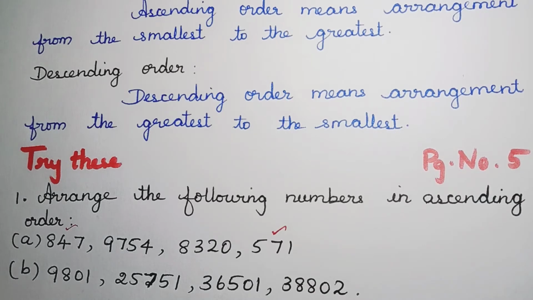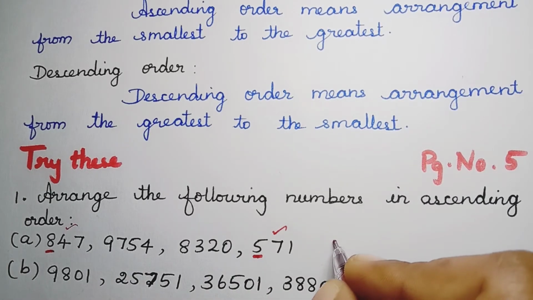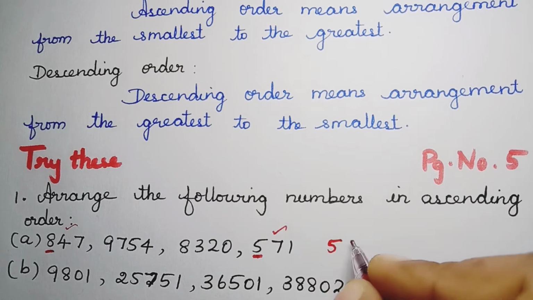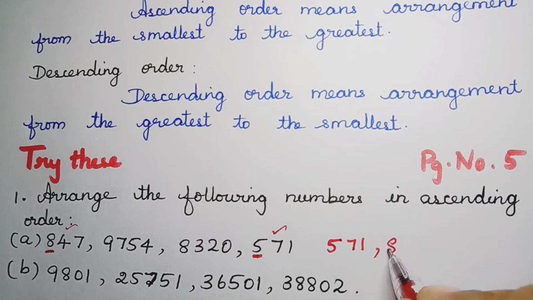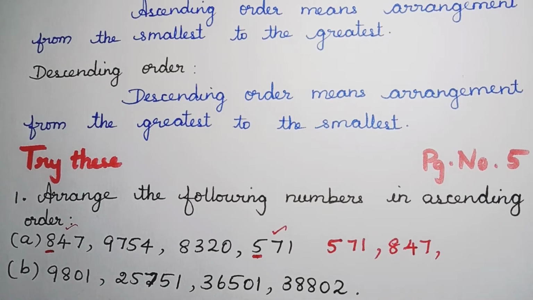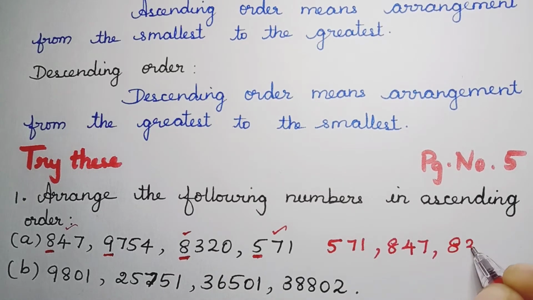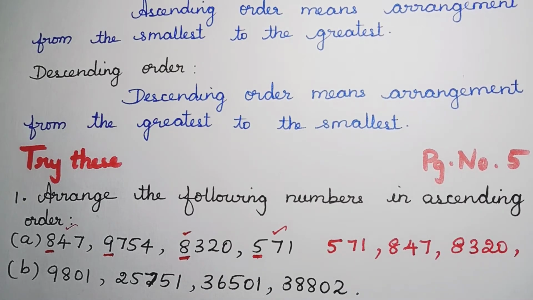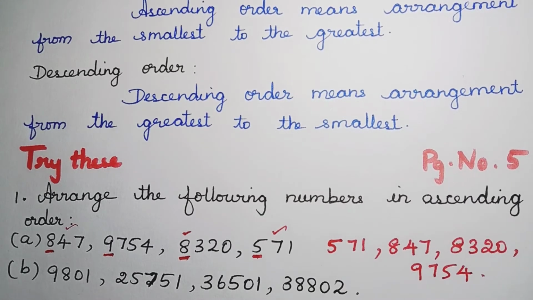So which one is smallest here? You have to compare the first digits here. So obviously this 571 is in the first place. Okay, 571, then this 847. Then compare the next 4-digit numbers. Here you have to compare the first digit. So which one is the smallest here? 8, right? So 8320 is the next highest number, and then 9754 is the next highest number.